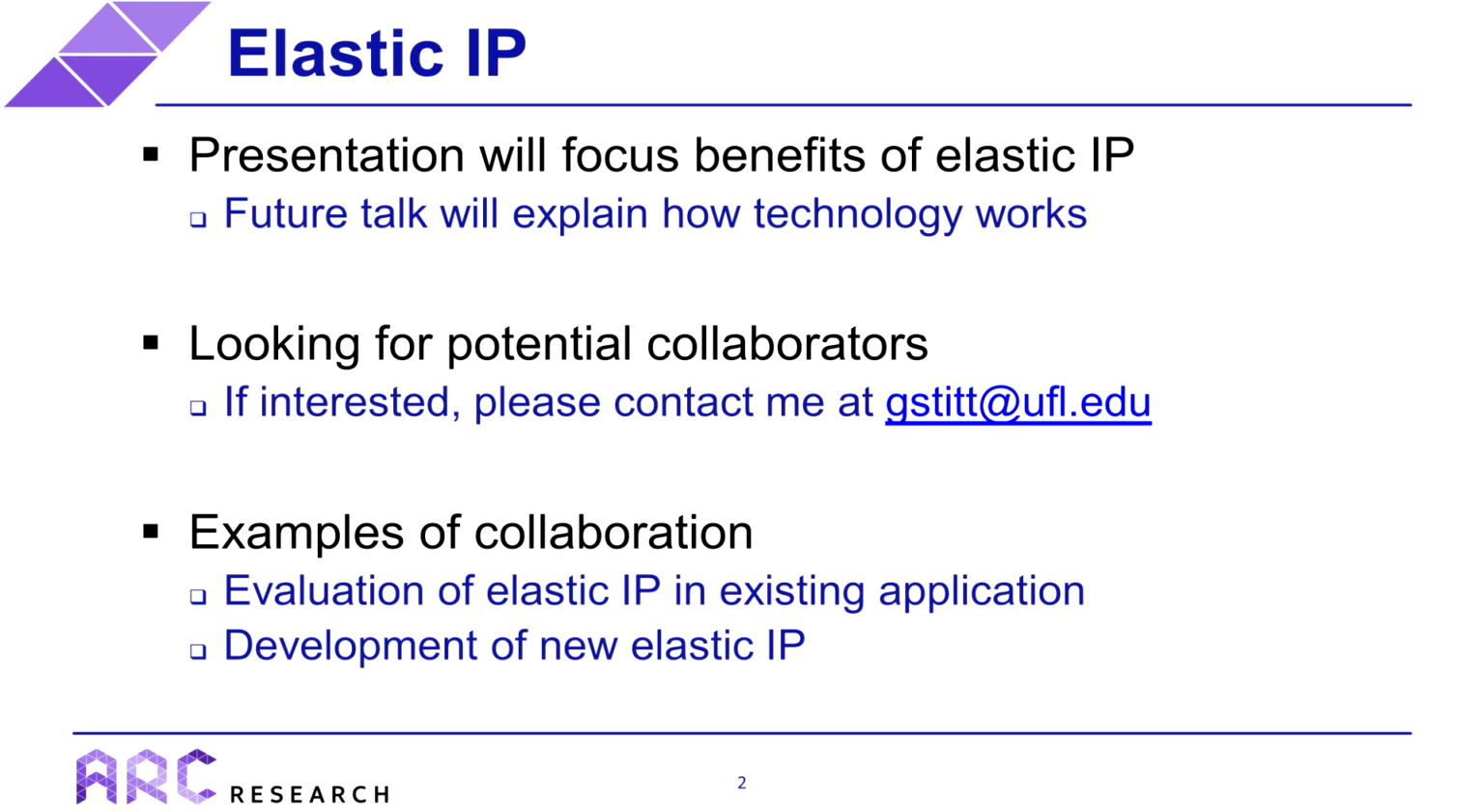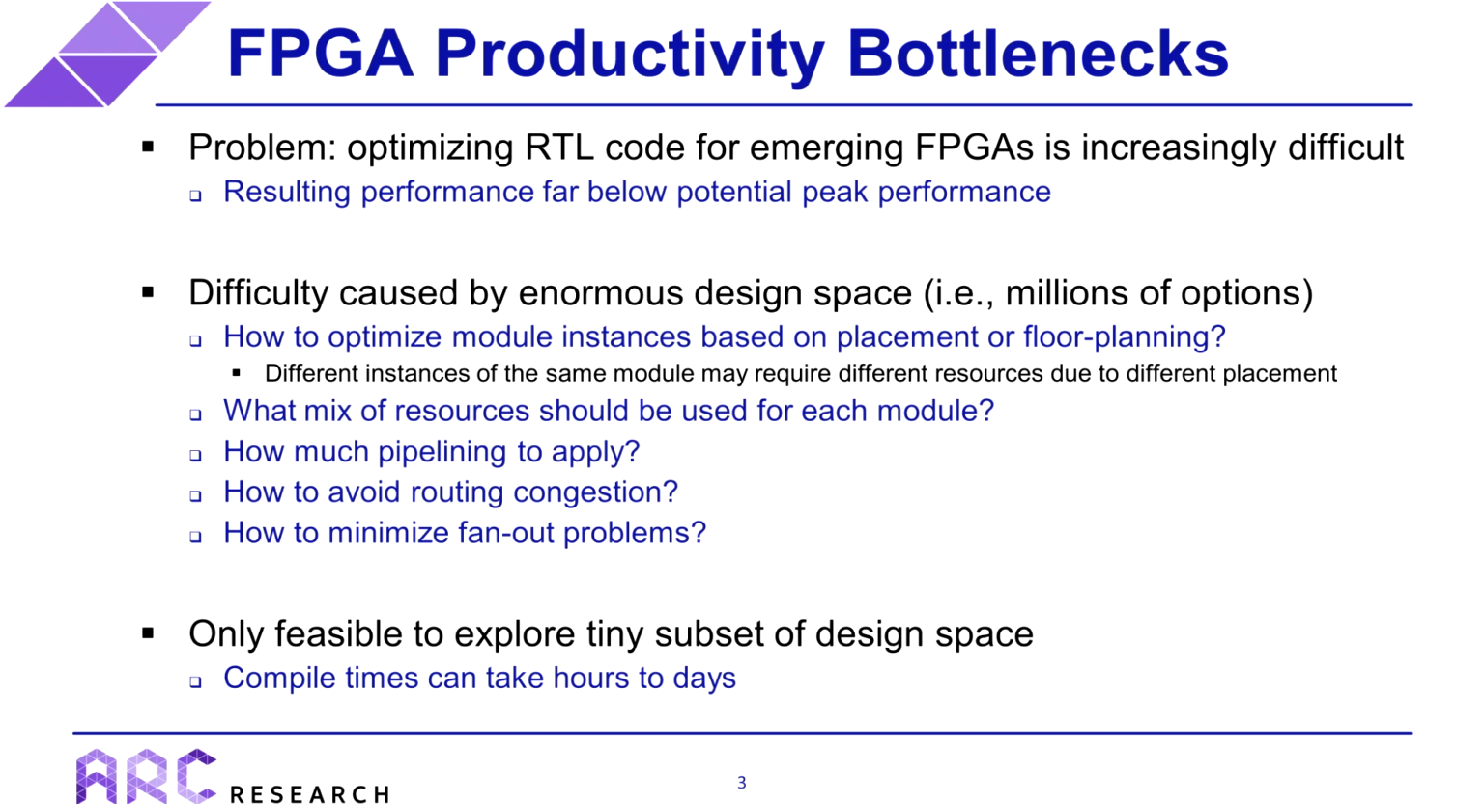So the problem we're addressing with Elastic IP is the fact that optimizing RTL code for emerging FPGAs is rapidly increasing in difficulty. If you've ever used an FPGA, I'm sure you realize they have always been challenging to use, but these challenges are now a prohibitive barrier to using the newest FPGAs effectively. As a result, realizable performance is often far below potential performance, which may cause FPGAs to be avoided in favor of a technology that is easier to use.